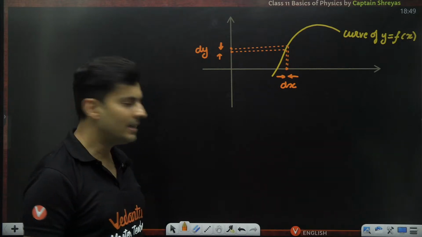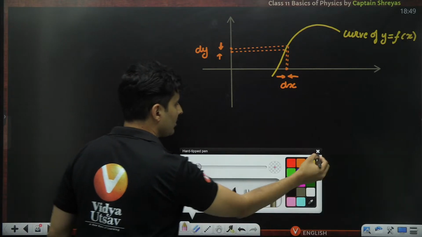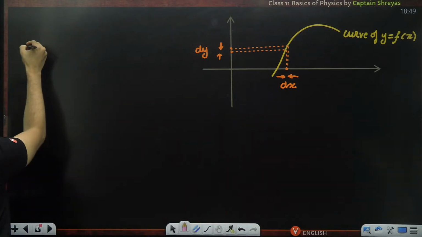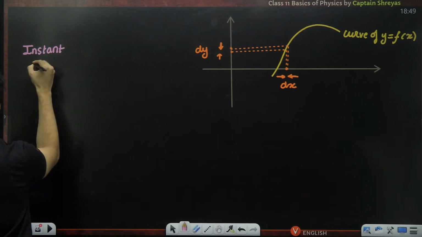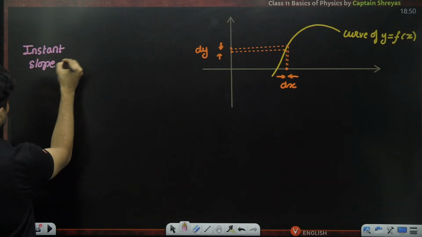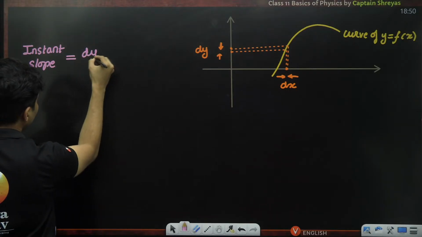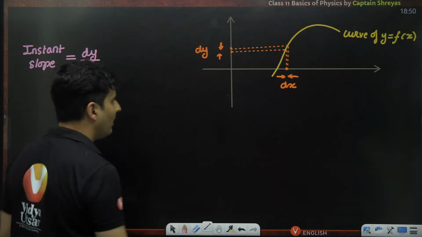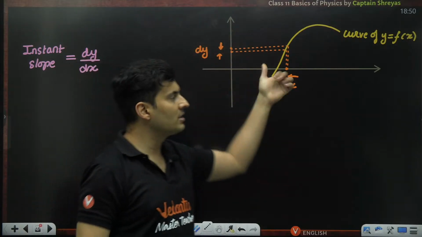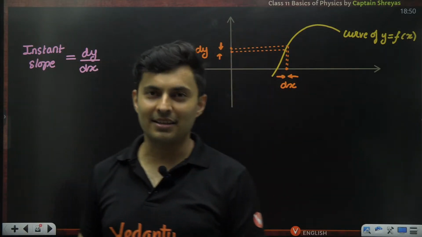And then the slope that you will be measuring, that will be instantaneous slope. That will be instantaneous slope. And that would be dy by dx. That would be dy by dx. Small change in y upon small change in x.